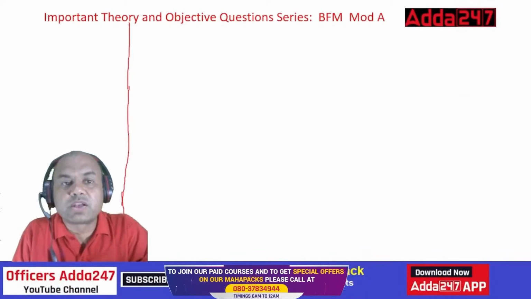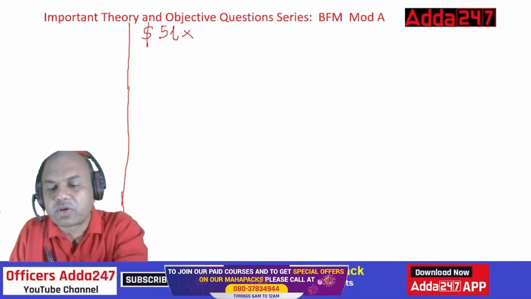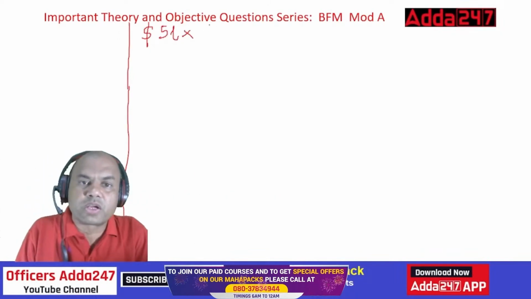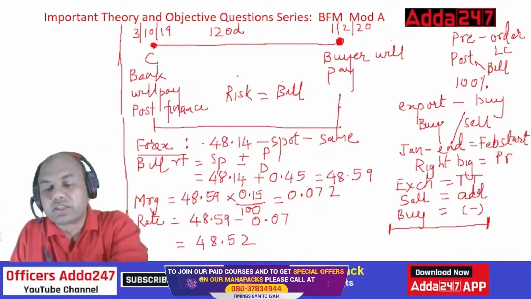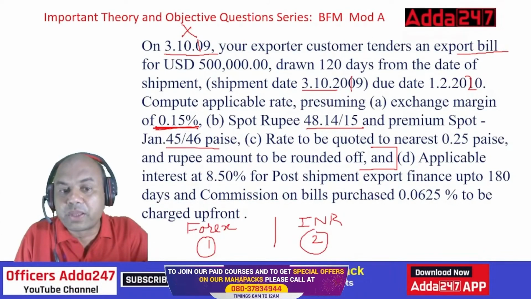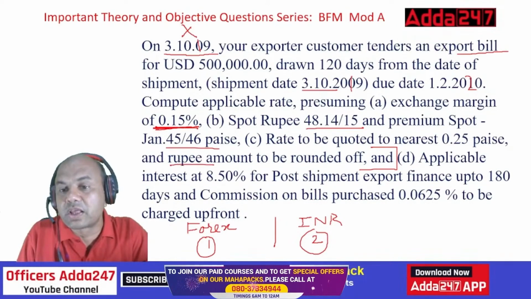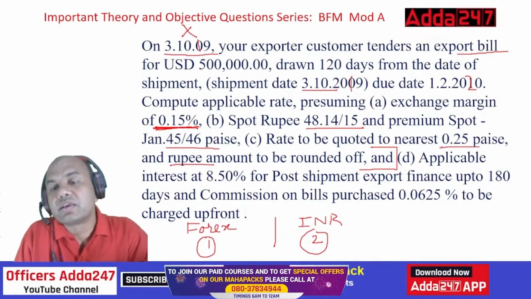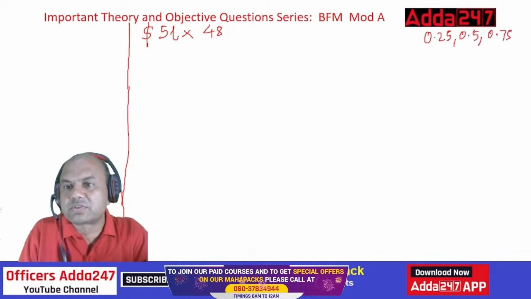So I'm converting this 5 lakhs dollars into INR, and the amount I got is 48.52. Now look at this important point given here: the rate is to be quoted to the nearest 0.25 paise and the rupee amount is to be rounded off. 0.25 means it will go like 0.25, 0.5, 0.75, and last is 1.